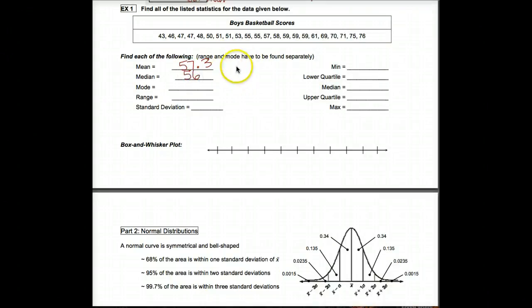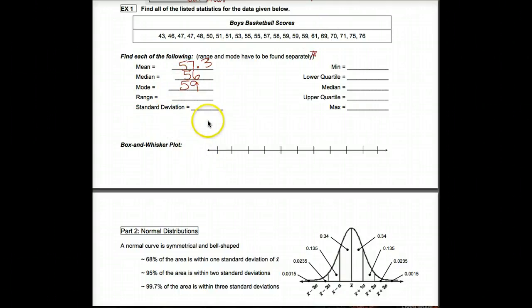The mode has to be found separately. You can see that I said that in the direction. So mode is the number that appears most often according to our definitions. So in this case, the mode is 59. It appears 3 times, which is more than anything else.